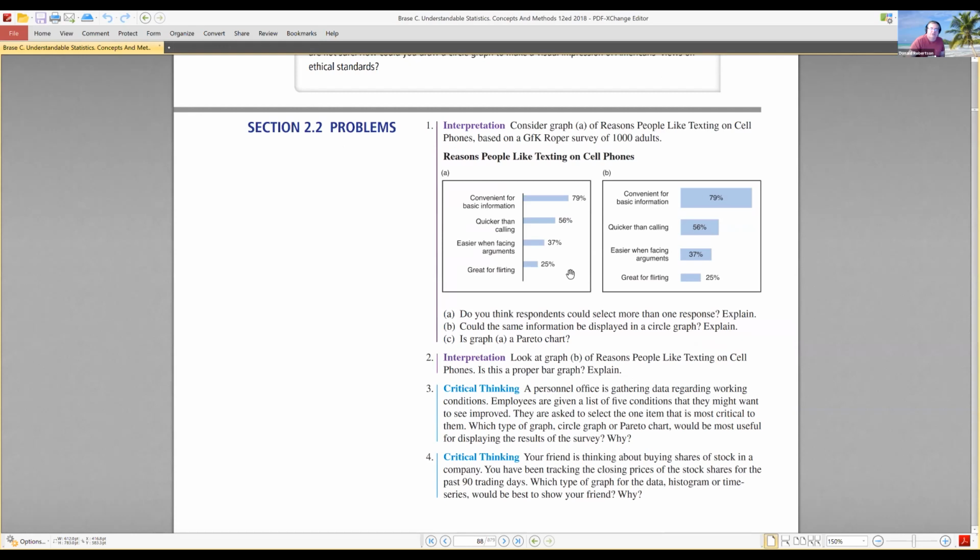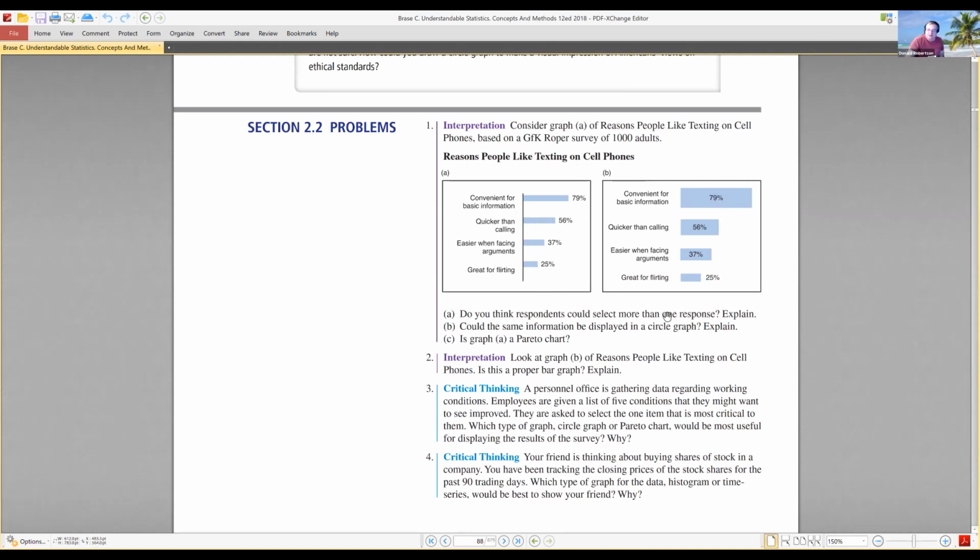Now let's look at interpretation. Consider graph A, the reasons people like texting on cell phones, based on a GfK Roper survey of 1,000 adults. In the first one, it's a bar graph, right? Isn't it a bar graph on its side? If you could take that and turn it around, wouldn't it look vertical, right? So bar graphs can go that way. I've seen them in magazines this way.